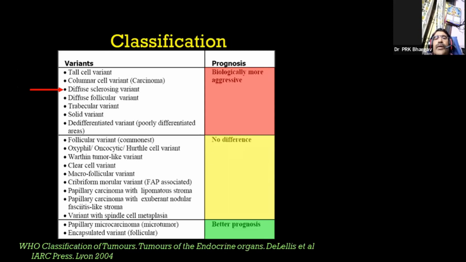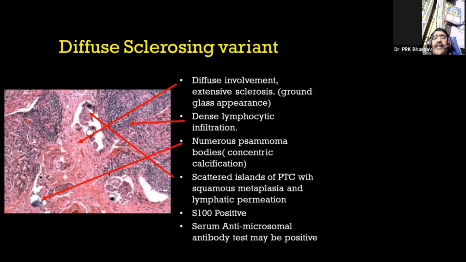Next. Coming to the diffuse sclerosing variant, this is another very interesting subtype. Here there is diffuse involvement of the gland with vague nodularity and extensive sclerosis. That's why it is very hard to handle, and very hard in consistency, macroscopically also. You can see the presence of sclerosis, dense lymphocytic infiltration, and numerous calcospheroids or psammoma bodies leading to calcification. All this leads to a very hard nodule in this diffuse sclerosing variant. There are only scattered islands of PTC, and squamous metaplasia is another salient feature of this malignancy.